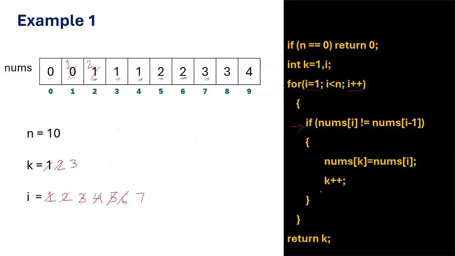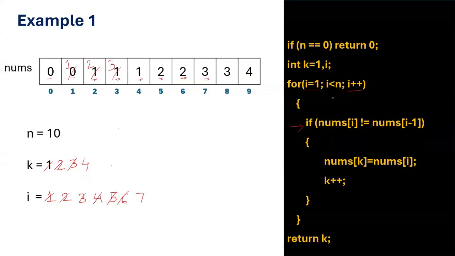Again, these two steps will be executed. So number at ith position will be stored at kth position. I is 7, so number at seventh position will be stored at third position because k is 3. So here instead of 1, new number will be 3. Increase k by 1. So new value of k will be 4.